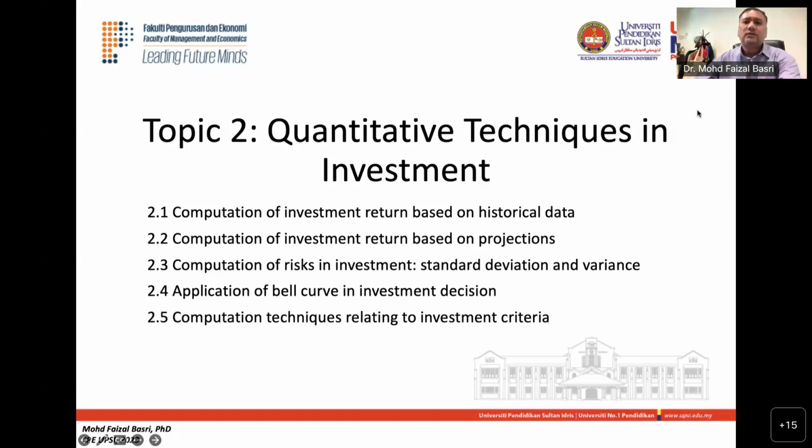Okay, so there are a few subtopics here. We have how to compute the investment return based on historical data, based on expected returns, how to measure risks. The first two are basically returns, measurement of returns. And then 2.3 is the measurement of risk, specifically for the usage of standard deviation and also variance. And then the application of the bell curve in investment decisions. And finally, the computation techniques relating to investment criteria.